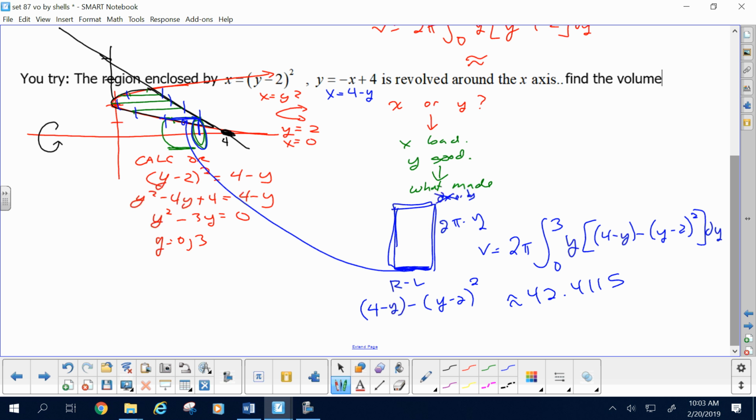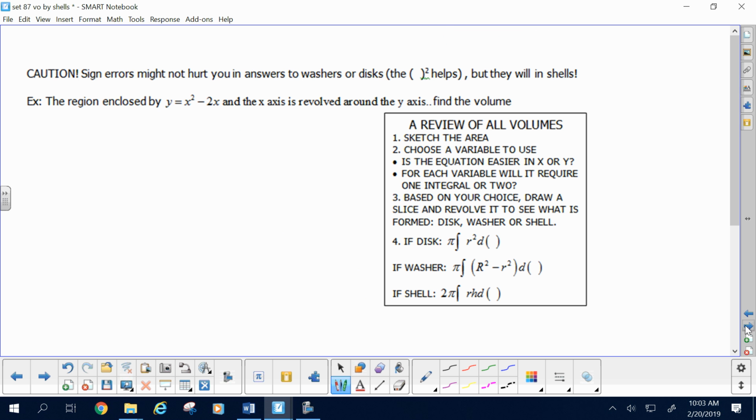All right, now, the last gotcha to this, the last warning is you could be a total moron and get discs and washers correct, because the square will cancel out your not knowing how to make it positive. Even if you set it up so that one of the dimensions was really a negative, the square would make it positive and get a positive volume. Shells is far more unforgiving. There's no squares in shells. And if you set up one of the calculations and it should be negative, you'll get a negative volume. And you're going to be thinking, huh, why? It won't erase that error. So you've got to be very careful.